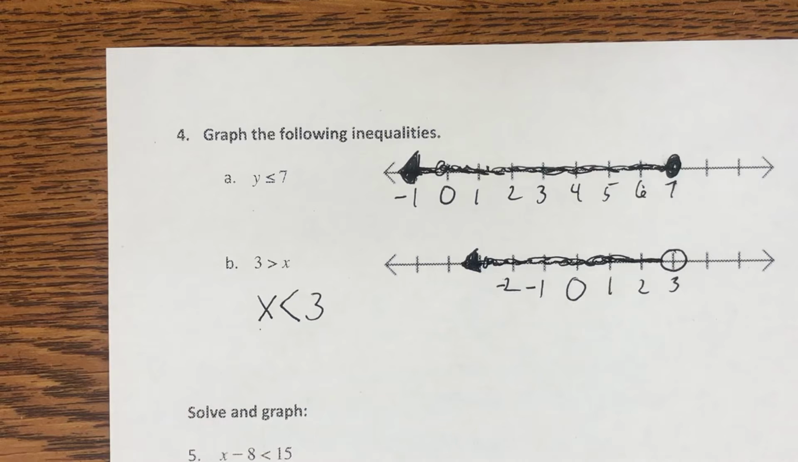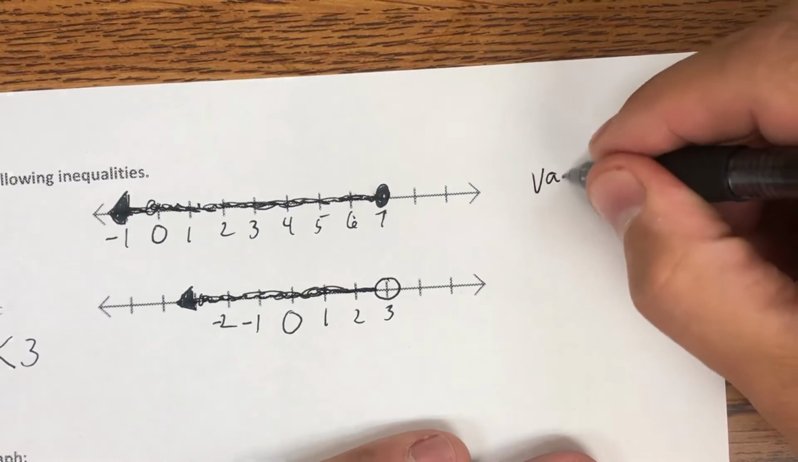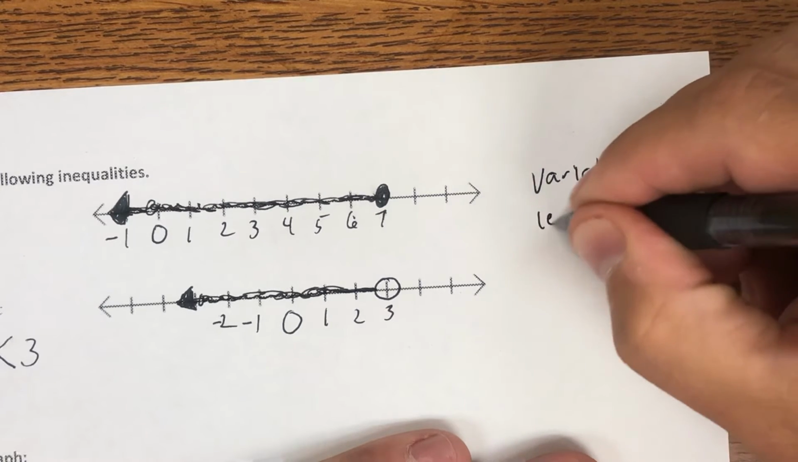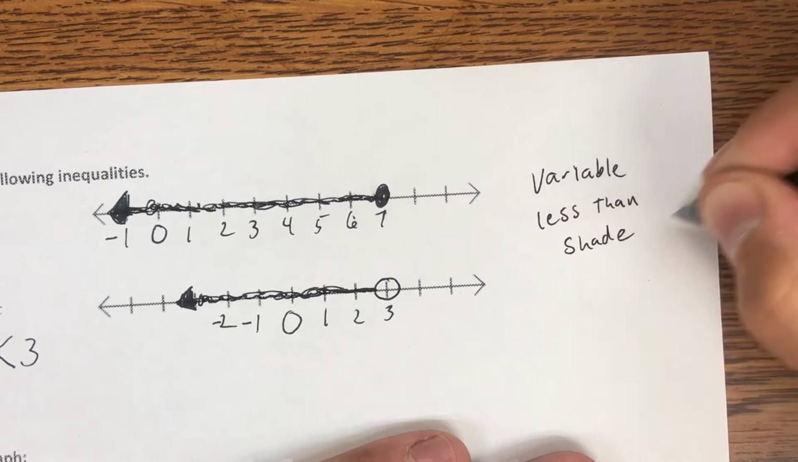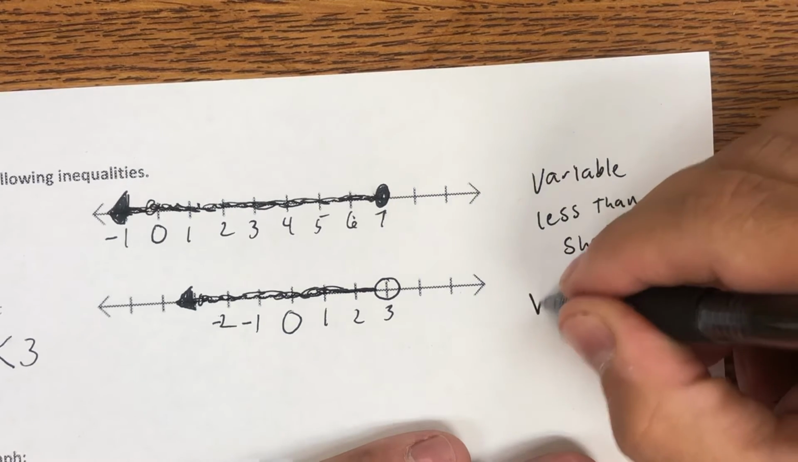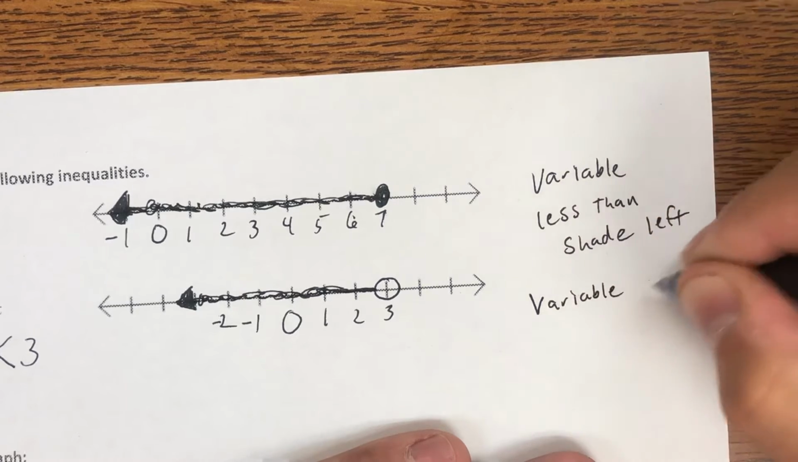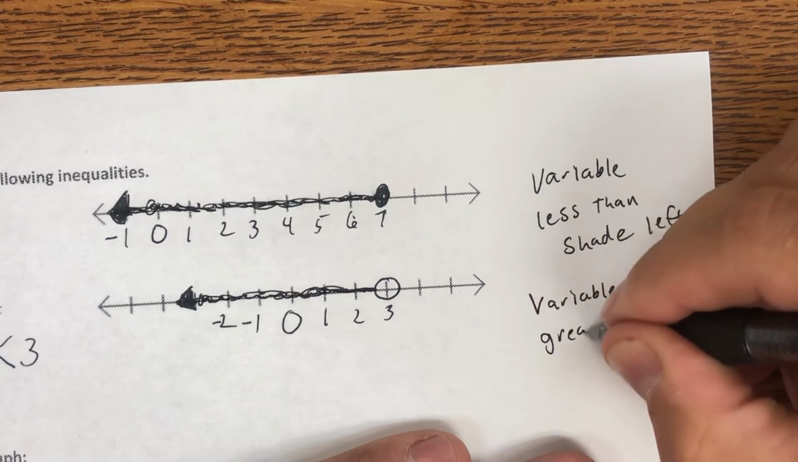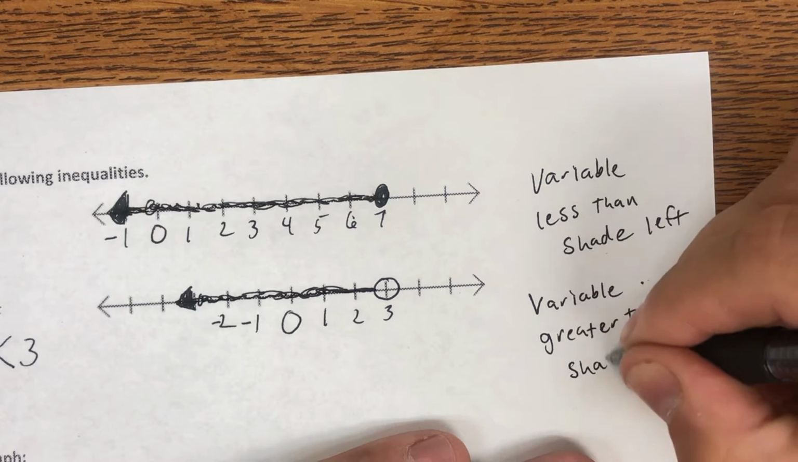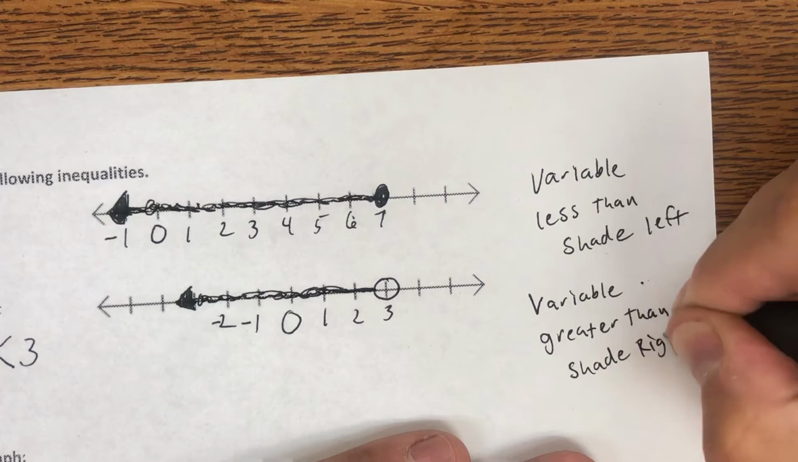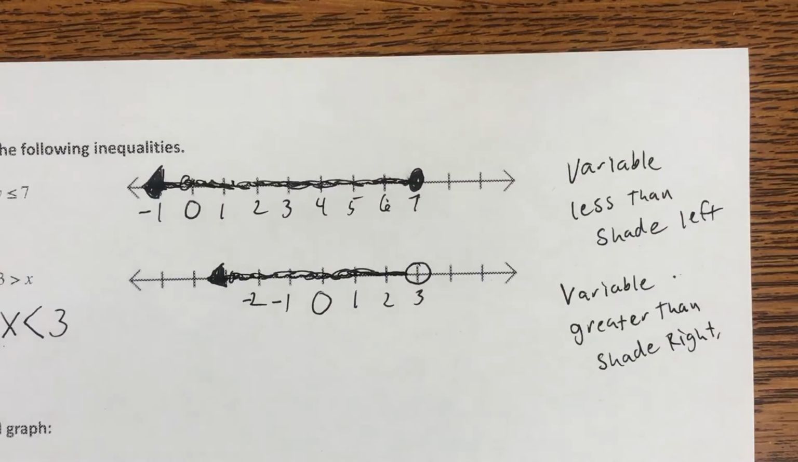Okay? So when we graph these, I'll keep repeating that. Is the variable less than? Is the variable greater than? I'm going to write this down over here. Variable less than, shade left. Variable greater than, shade right. Okay, so that's going to be the strategy.